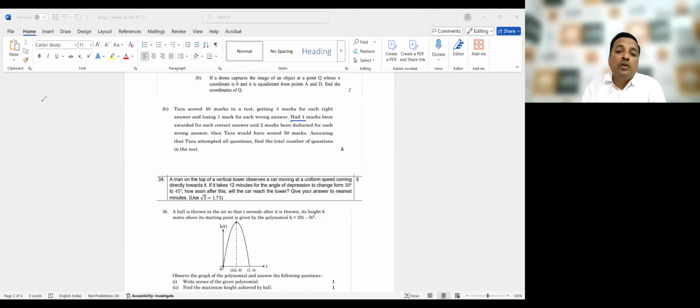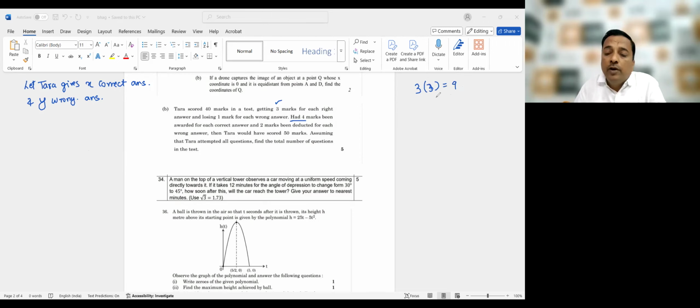This is a problem of simultaneous equations. So what will we do? Let Tara give x correct answers and y wrong answers. Yes, Bhagyashri. Whatever the correct answers, suppose she gave 3 correct answers, then how many marks does each correct answer get? 3. So 3 into 3 becomes 9. So we have to multiply the number of questions and the number of marks. So first condition, 3 for each right answer. So we have to write 3x.